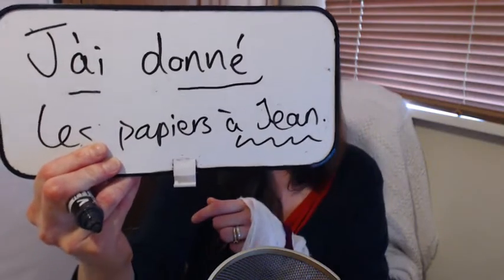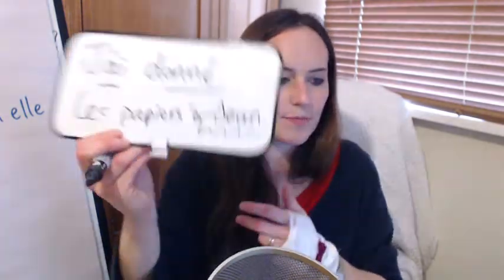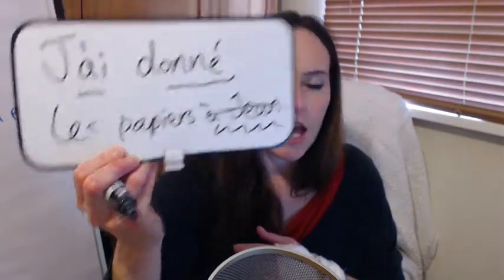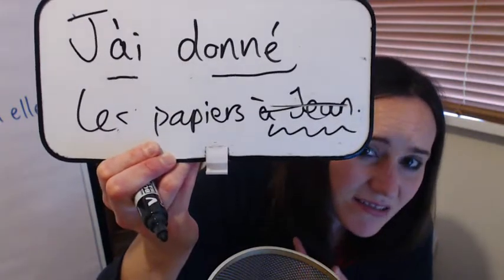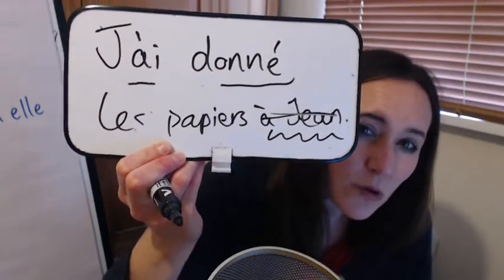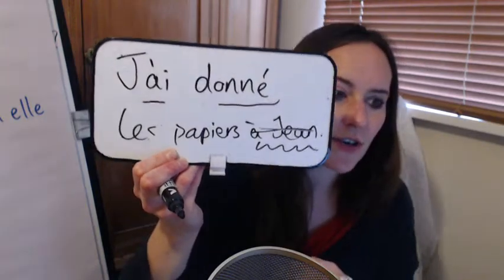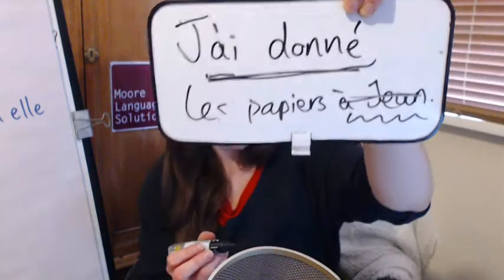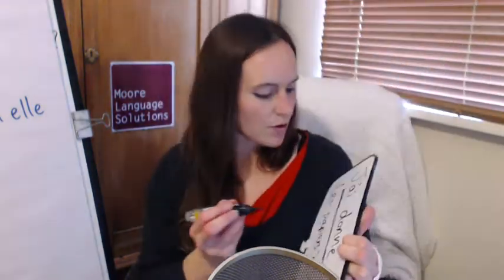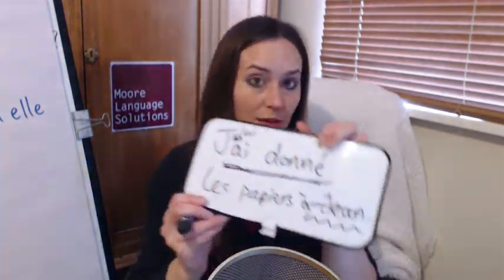J'ai donné les papiers à Jean. So we can get rid of the à Jean bit. Okay. And then we need the to him, which is lui. But where do we put it? So it has to come before the conjugated verb. So the conjugated verb here is this whole thing. Okay, so I need to put lui before the ai donné.